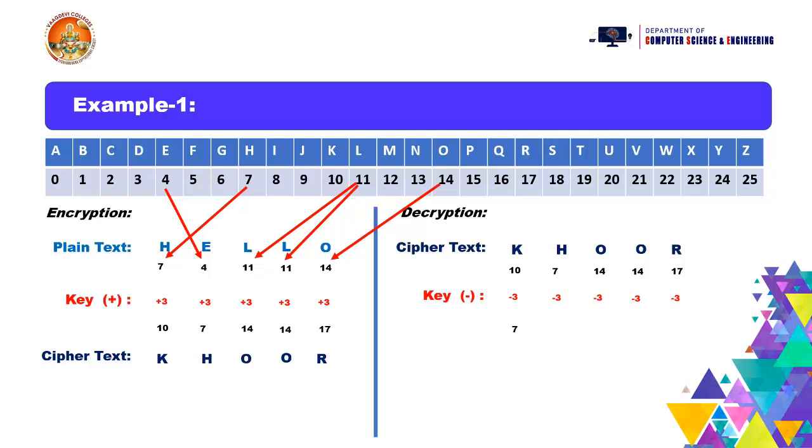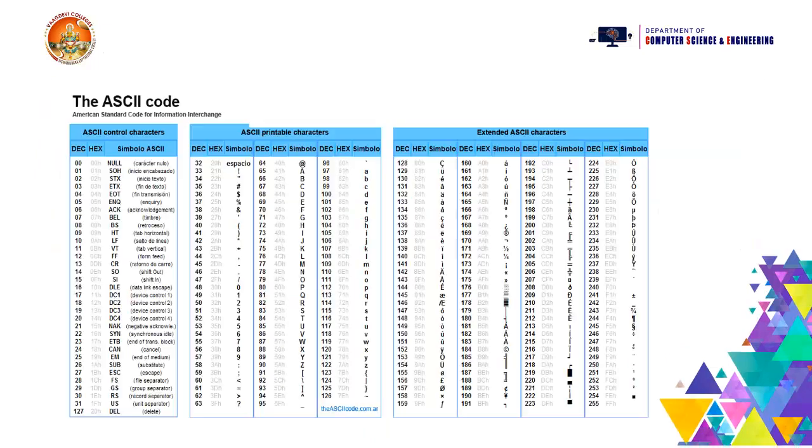10 minus 3 we get 7. 7 minus 3 is 4. 14 minus 3 is 11. 14 minus 3 is 11. 17 minus 3 is 14. If we convert these numbers into characters, we will get our plain text. 7 represents H, 4 represents E, 11 represents L, 11 represents L, and 14 represents O. In this way, encryption and decryption is performed by using the Caesar cipher.